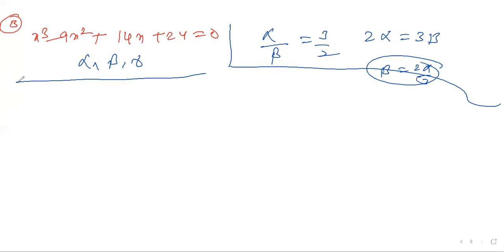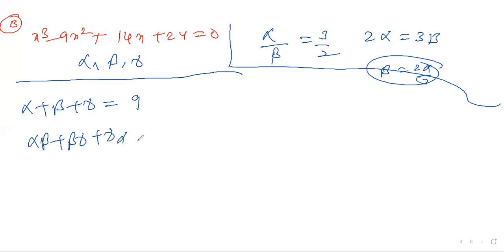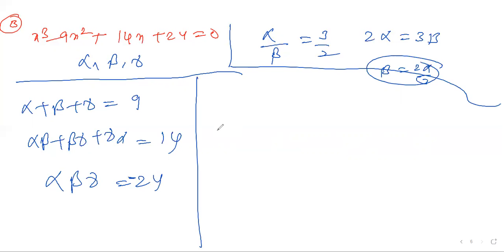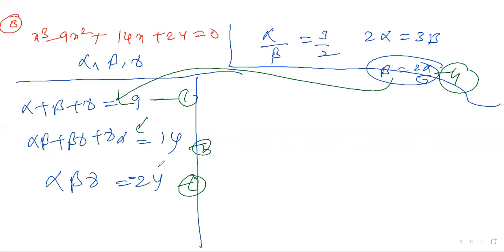Anyway, whatever you write down, the answer is here. First of all, write down S1, S2, S3. S1: alpha plus beta plus gamma is equal to minus of minus 9. Alpha beta plus beta gamma plus gamma alpha is equal to 14. Alpha beta gamma is equal to minus 24. Clear? After this, your duty is, equation number 1, 2, 3, and this is 4. Please substitute the beta value in all cases.